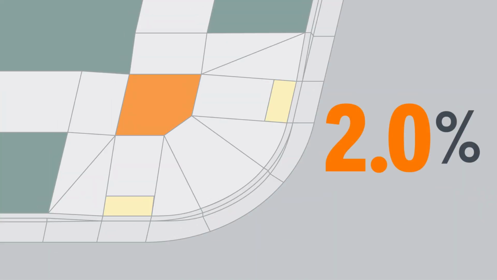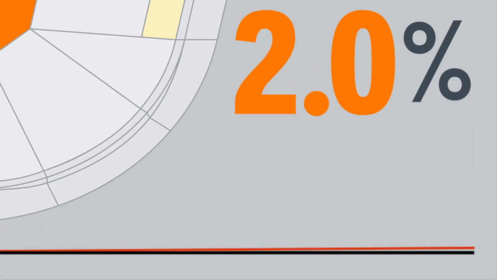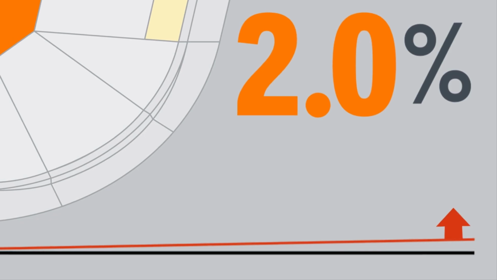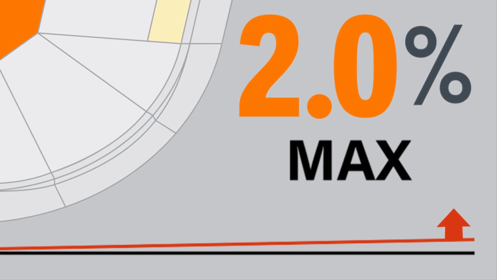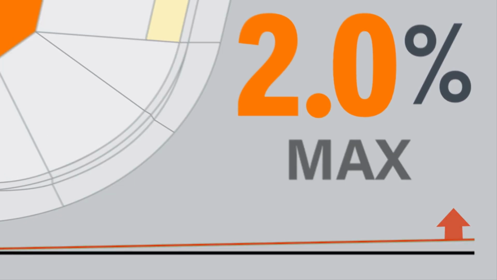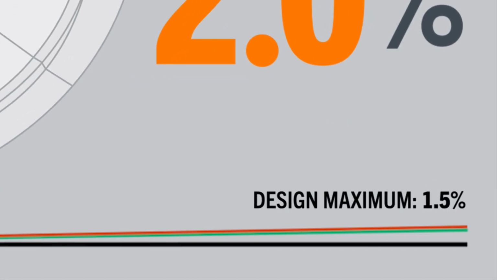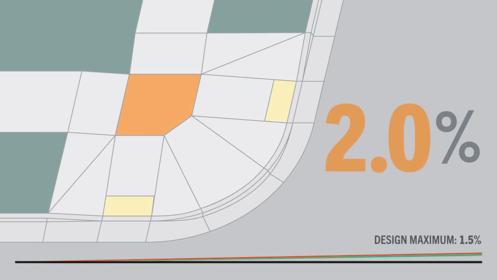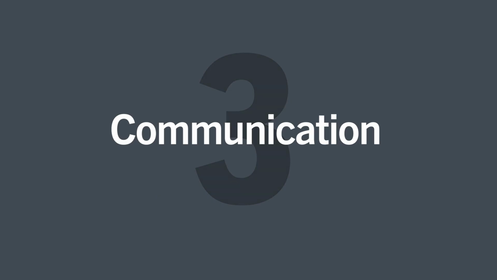2.0% is about the other parts, the landing areas, which are supposed to be level enough to rest on, but with enough slope where water doesn't pool. If you build a landing area with a slope greater than 2%, your work will fail, guaranteed. That's why we specify a 1.5% design max for all the landing areas we design, again, to give you some construction tolerance. And last, but definitely not least, communication.